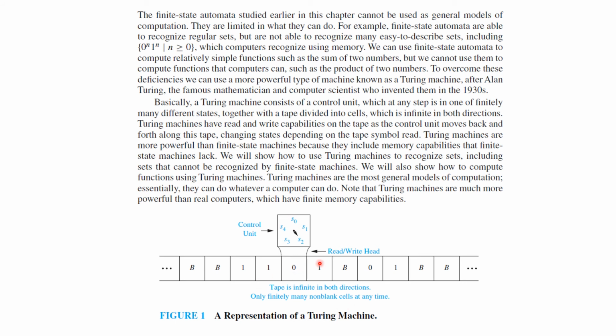Turing's machine basically is infinite, because you have an infinite tape, and the machine goes infinite in both directions. It gets away from the problem of having only finite memory. Any computer that we have is a Turing machine, but there are Turing machines that aren't any computer. So Turing machines are much more powerful than real computers, which have finite memory capabilities.